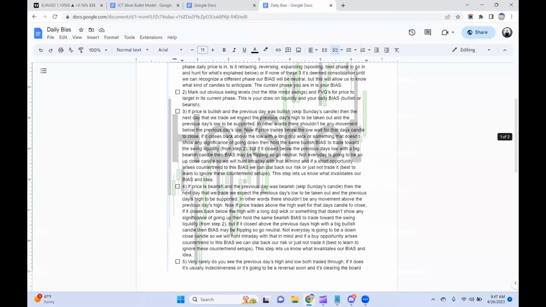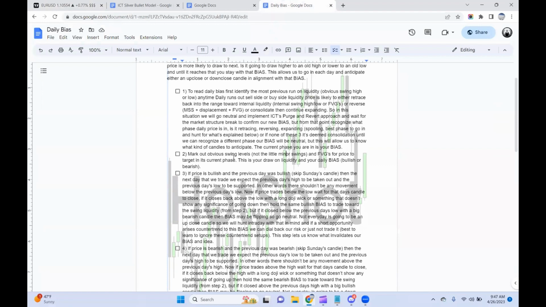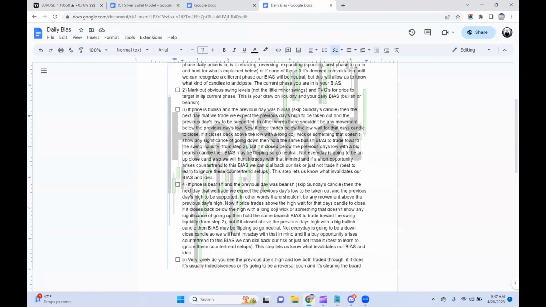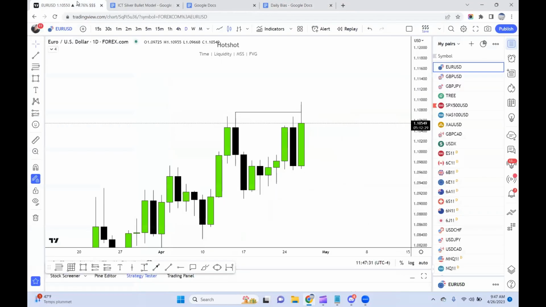And then we want to go here. You want to mark out those obvious swing levels, not the little minor swings. And you want to mark out fair value gaps for price to target in its current phase. This is your draw on liquidity and your daily bias. So if price is bullish, the previous day was bullish, you want to skip Sunday's candle, of course, then the next day that we trade, we expect the previous day's high to be taken out, and the previous day's low to be supported. So with all of this, we're looking right here.